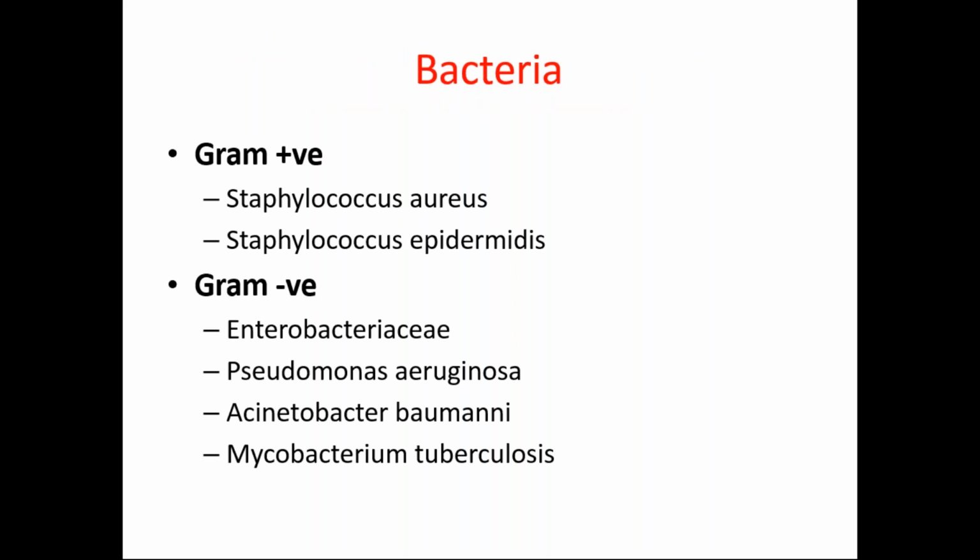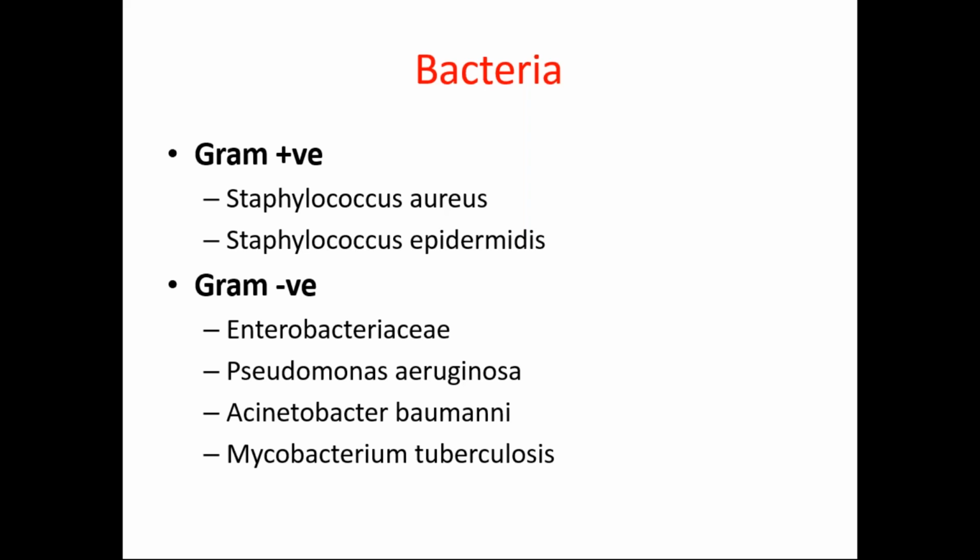Next, bacteria. Among bacteria, we can again divide into gram-positive bacteria and gram-negative bacteria. Among gram-positive bacteria, the predominant ones are Staphylococcus aureus and Staphylococcus epidermidis. These two are the most common gram-positive organisms encountered in hospital settings and responsible for hospital-acquired infections. Among gram-negative bacteria, Enterobacteriaceae. Which are the bacteria present in Enterobacteriaceae? Escherichia coli, Klebsiella, Proteus, Salmonella, Shigella, all of these come under Enterobacteriaceae. Among these, Escherichia coli and Klebsiella are the most important Enterobacteriaceae bacteria encountered in hospital settings.